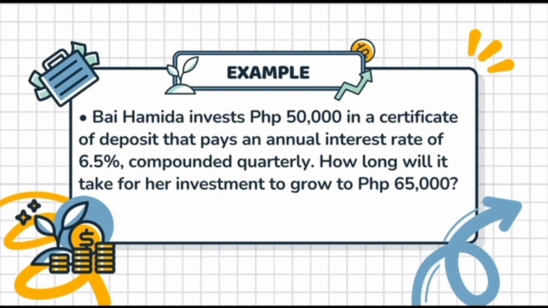Now, let us explore compound interest. I have here one example. Bay Hamida invests 50,000 pesos in a certificate of deposit that pays an annual interest rate of 6.5% compounded quarterly. How long will it take for her investment to grow to 65,000? So, why is it a compound interest problem? Because of the word compounded in the given question. Now, let us proceed to solving this problem.